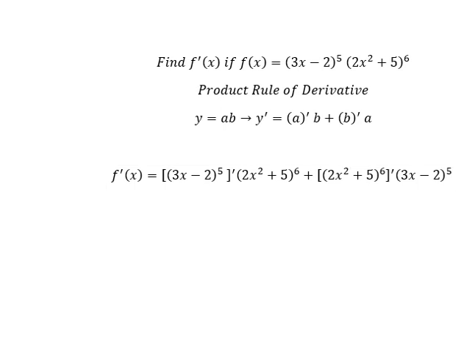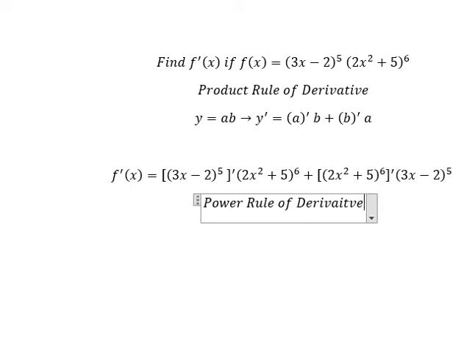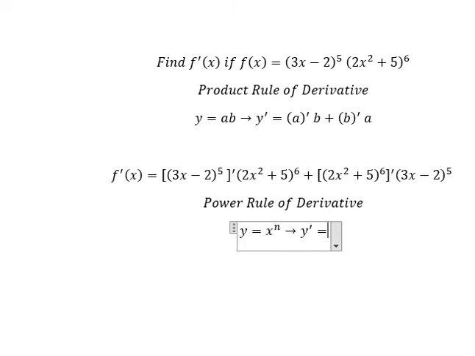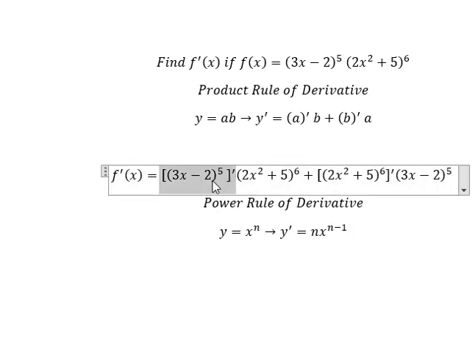Next, we apply the power rule of derivative. So in this situation, we have y equals s to the power of n. If we do first derivative of this one, we have ns to the power of n minus 1. Now we can apply this one for this one in here and here.